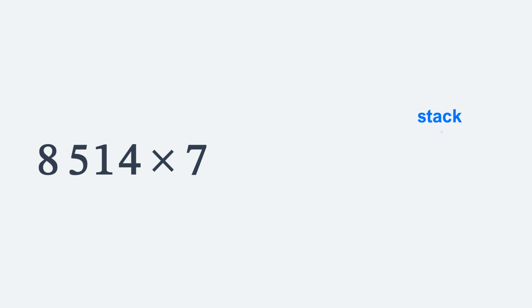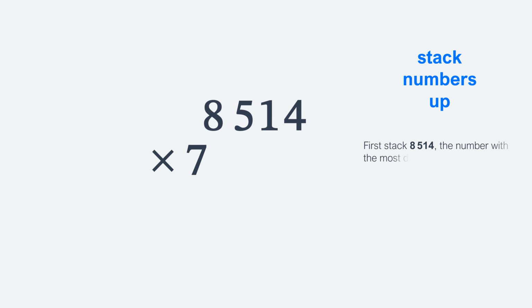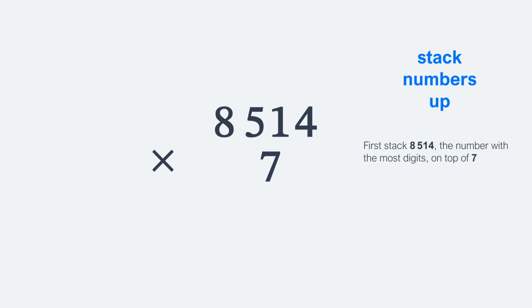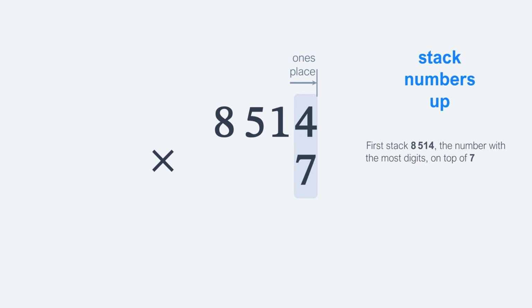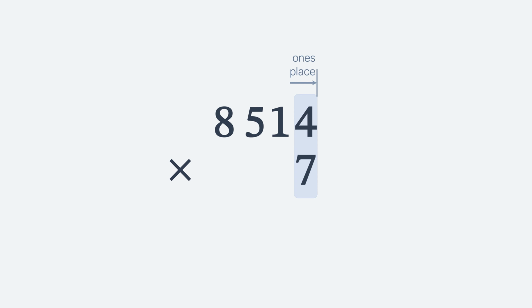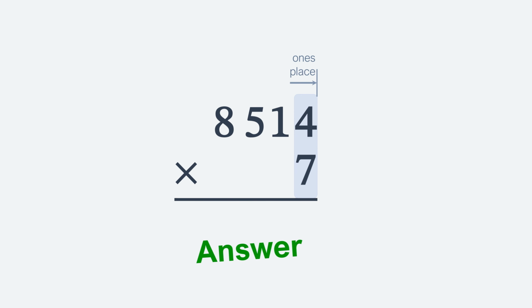Let's try one more example. Let's multiply 8,514 by 7. The first step is the same. We stack the numbers up according to their place values. And first stack 8,514, the number with the most digits, on top of 7. Be sure to line up the ones places. After our numbers are lined up, we put the multiplication sign to the left of the numbers. Instead of an equal sign, we draw a line just below the bottom number.